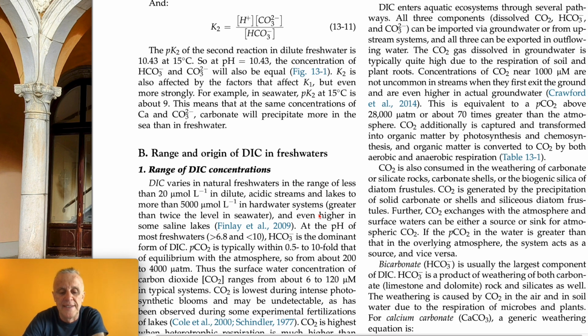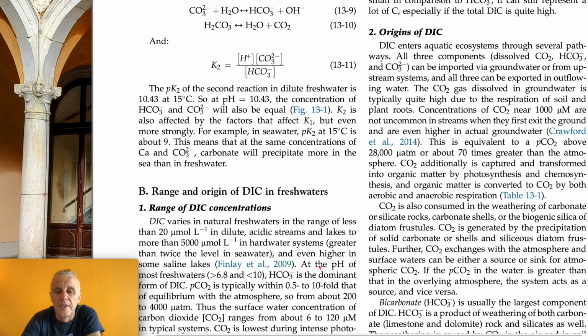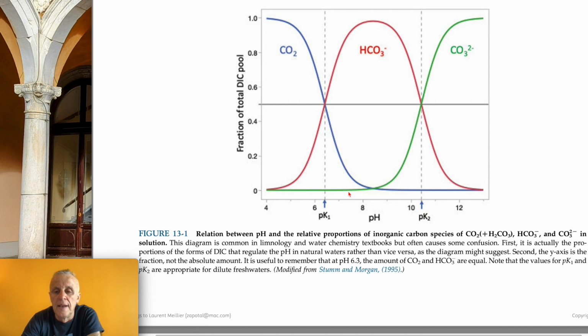Range and origin of the DIC in freshwaters. Range of DIC concentration. DIC varies in natural freshwaters in a range of less than 20 micromoles per liter in dilute acidic streams and lakes to more than 5,000 micromoles per liter in hard water systems, greater than twice the level in seawater, and even higher in some saline lakes. At the pH of most freshwaters, greater than 6.8 but less than 10, bicarbonate is the dominant form of DIC. So we can see that most of our waters are going to be in this zone here, and the dominant species is bicarbonate.